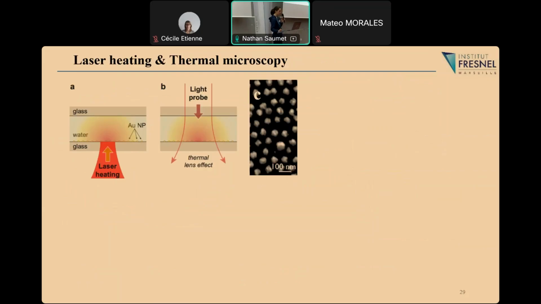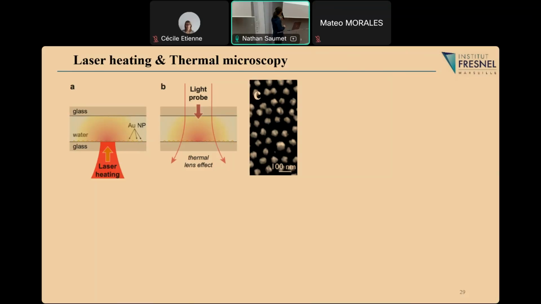So the goal here was to design, based on thermoplasmonics, a system that allows the in vivo imaging and observation of thermophiles. So the system was this one. We have glass samples on which we have nanoparticles. We shine a laser on this. So based on thermoplasmonics, it will heat the system. And we combine this with a light probe here to know the temperature.